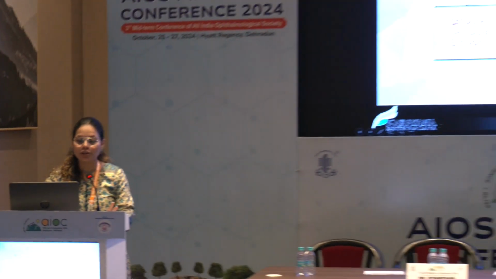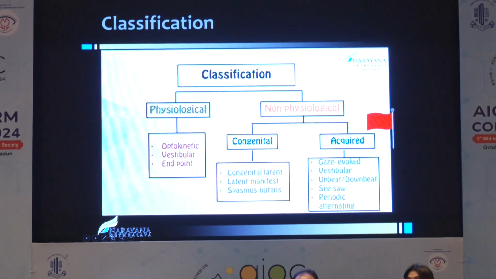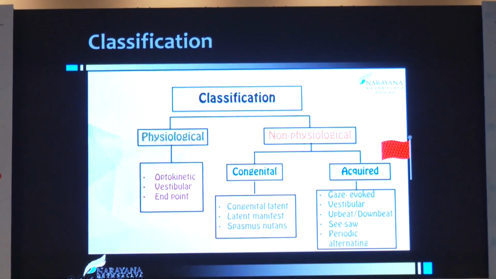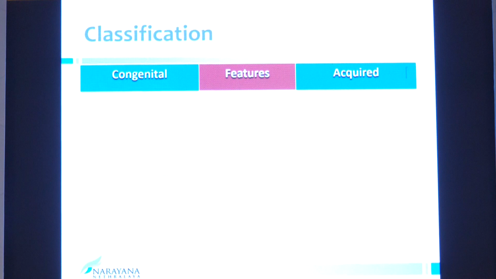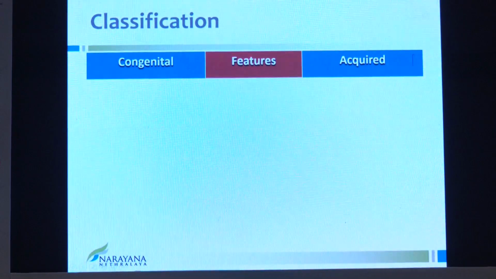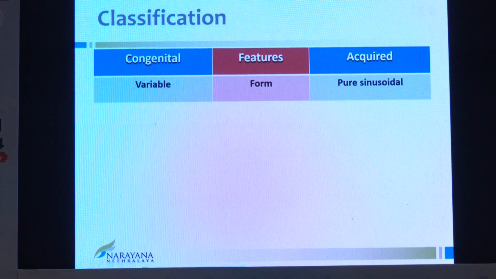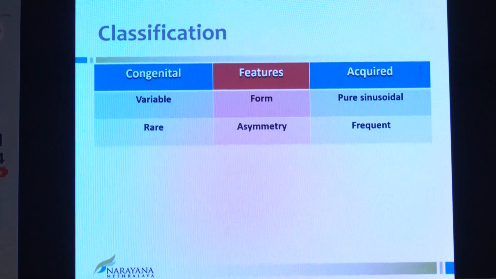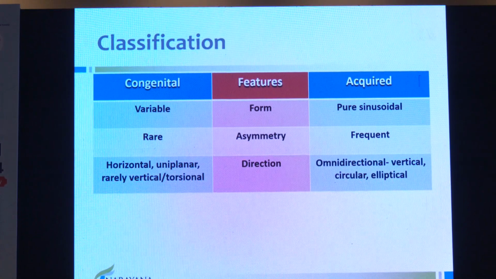So let me take you through the classification. Basically this is physiological and non-physiological, but what I am going to talk to you about is acquired versus the congenital one. So how do you differentiate? Importantly, note the features. You understand that acquired is purely sinusoidal. It's asymmetric compared to the congenital.